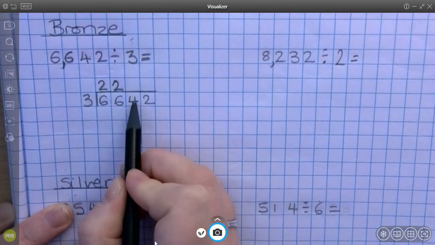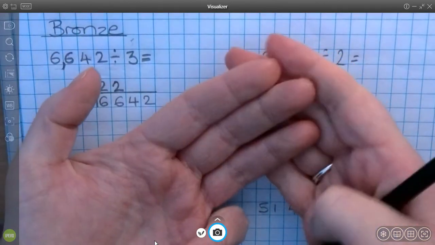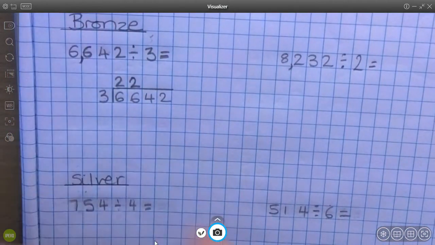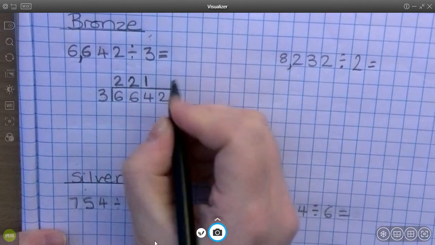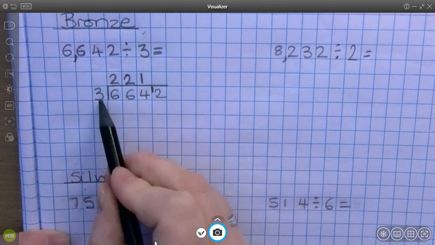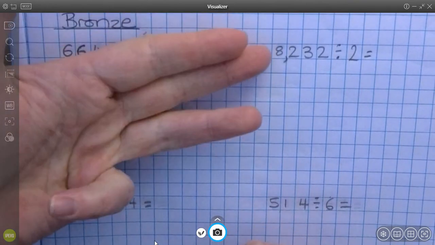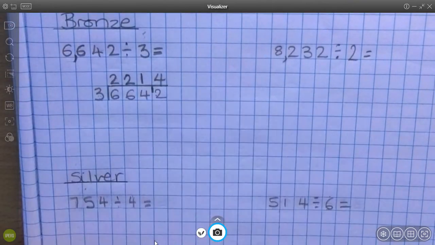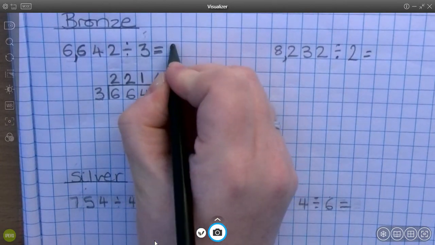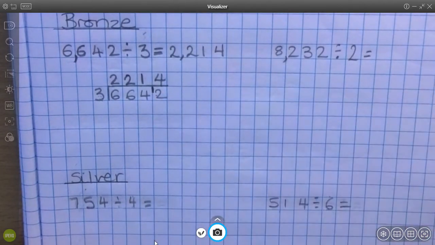How many groups of 3 can I get out of 4? Well, if I've got 4, I know I can get one group of 3 out, and I've still got one left over. So I can get one complete group, but one left over, so I need to regroup that to the next number. Now I have 12. How many groups of 3 can I get out of 12? 3, 6, 9, 12, 4 lots of 3. So my answer, which I'm now going to put back up into my number sentence, is 2,214.